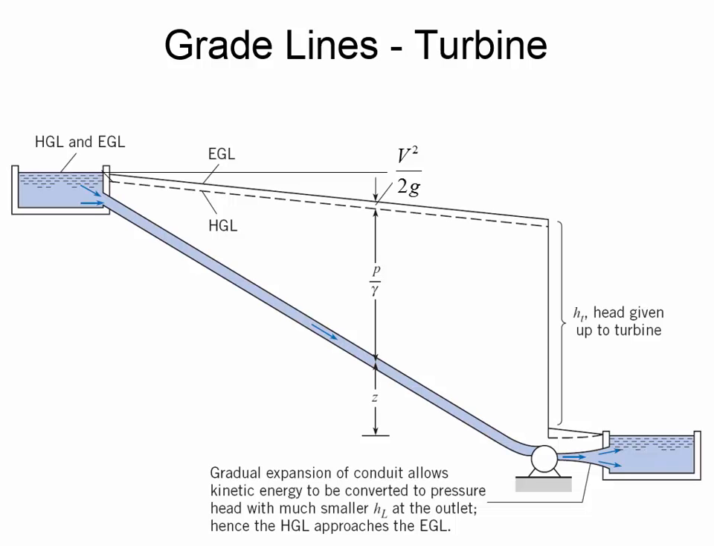The other thing that's a little bit kooky about this drawing is look how the diameter is gradually increasing. And so they've tried to capture that here. They've shown that the HGL is getting closer to the EGL. And so when the two lines aren't parallel, that tells you that the velocity is changing. And so as the diameter gets bigger, the velocity is slowing down, and the two lines are getting closer together.